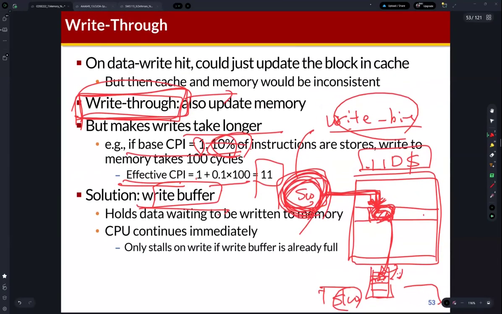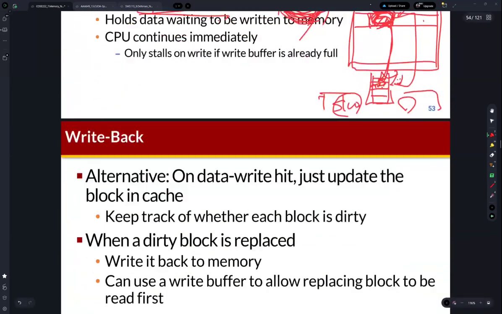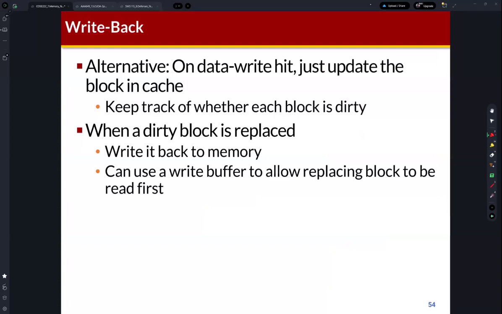So in this implementation, we can find some inconsistency. Which means that for a certain time, the data in cache is different from the data in main memory. Okay. And then another policy is write back.